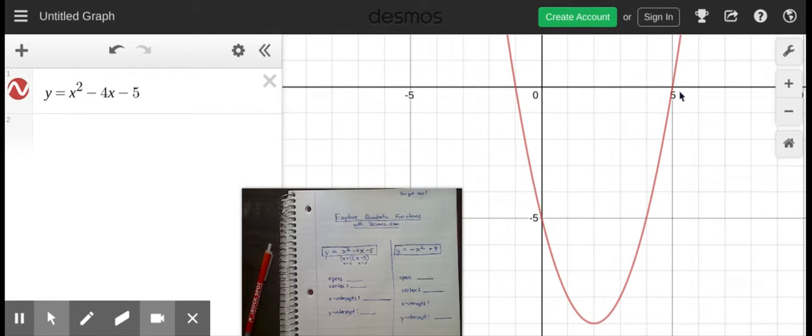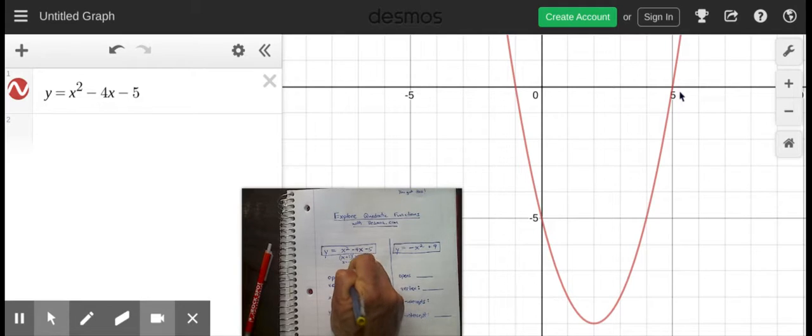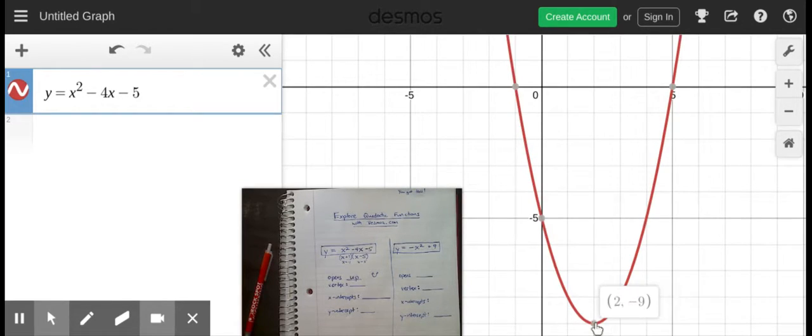This parabola opens up, which means it's U-shaped. The vertex, you can click your mouse over it just to identify it. It happens to be right on two integer coordinates, (2, -9), which means the lowest y value that you will find on this graph is -9. Everything, all the other y values must be greater than that. (2, -9) is the vertex.